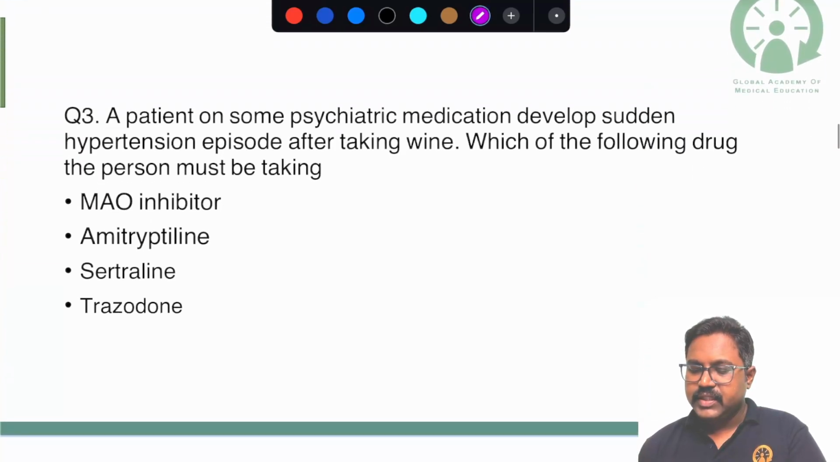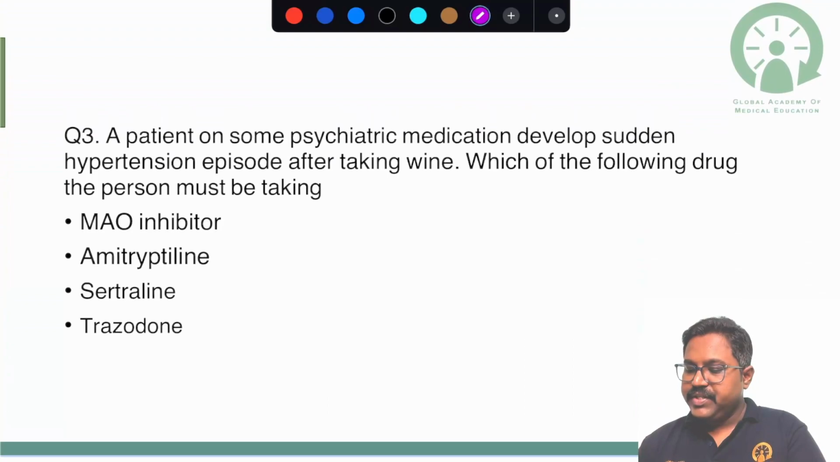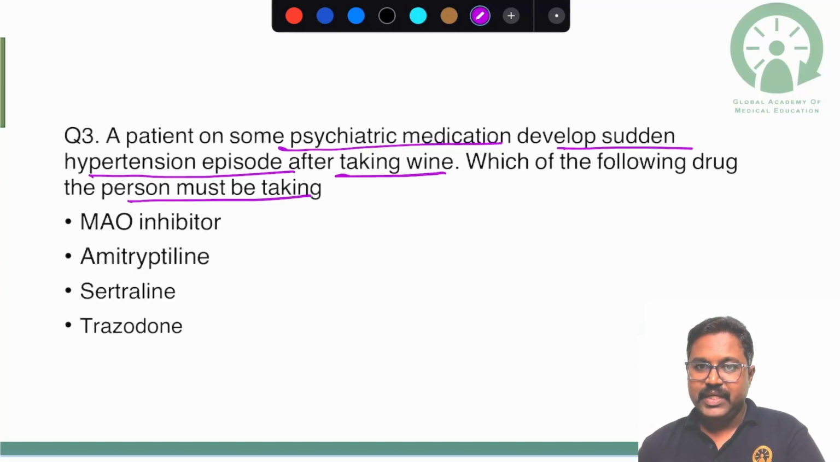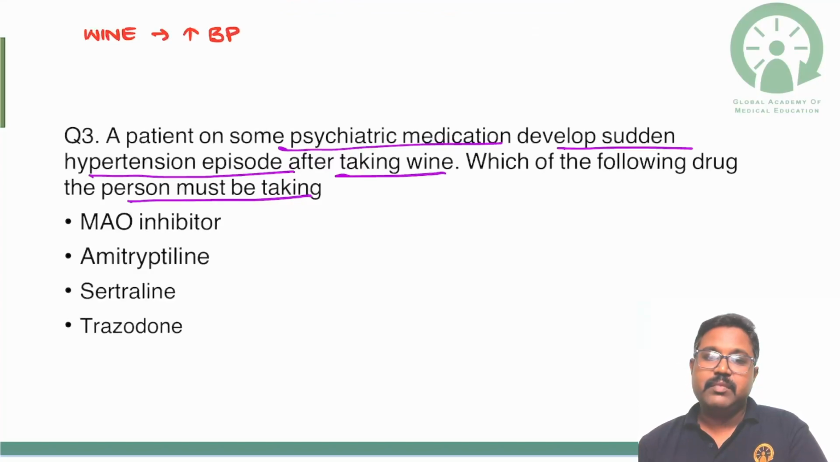We'll move on to the next question, that is question number 3. A patient on some psychiatric medication develops sudden hypertensive episodes after taking a wine. So which of the following drug the person must be taking? So what has happened after taking the wine? So let us recapitulate. After taking the wine, what has occurred is there's an increase in the blood pressure. So which is the drug in the option which is responsible for increasing the blood pressure?